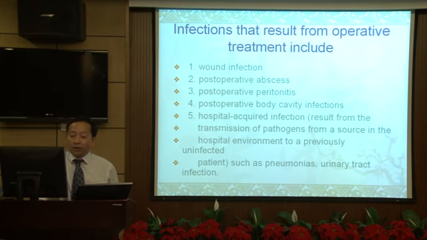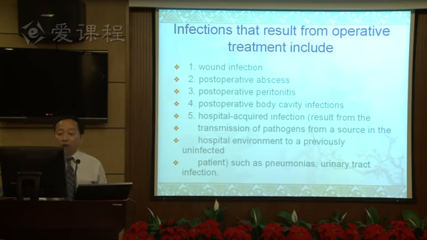The third is post-operative peritonitis. The fourth is post-operative body cavity infections. The fifth is hospital-acquired infection, resulting from the transmission of pathogens from a source in the hospital environment to previously uninfected patients, such as pneumonias and urinary tract infection.